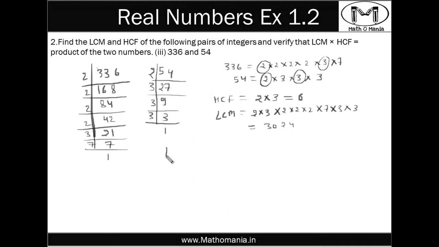Now let us check the relation: LCM into HCF must be equal to the product of two numbers, A into B, right? So LCM is 3024 into HCF is 6. This must be equal to 54 into 336, the product of two numbers. Now on calculation we'll find that this is equal to 18144, and this also equals 18144. Hence in this case also we have verified the relation.